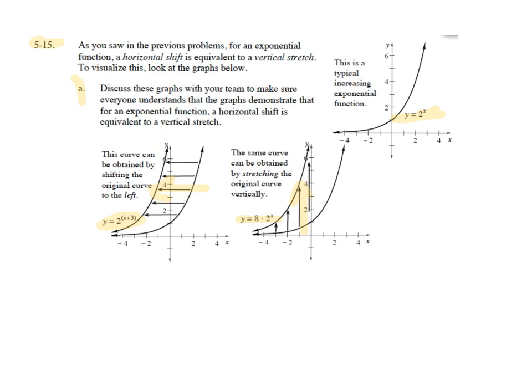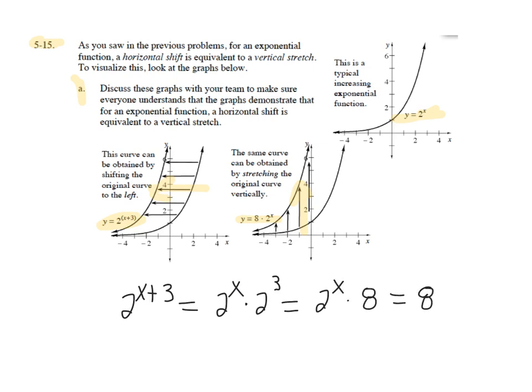Hopefully, what you're noticing is that 2 to the x plus 3 is the same as 2 to the x times 2 cubed. 2 cubed is 8, so I have 2 to the x times 8, which then is the same as 8 times 2 to the x. So that horizontal shift left is the same as that vertical stretch by a factor of 8.